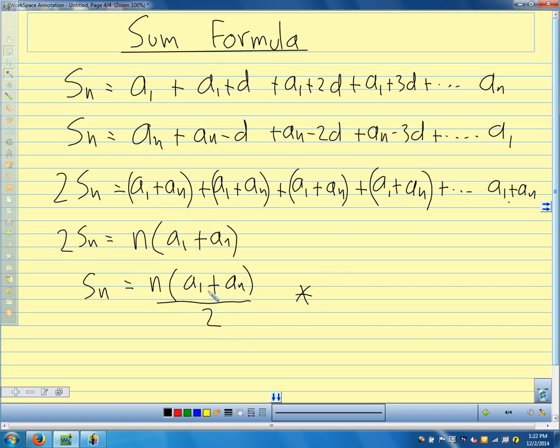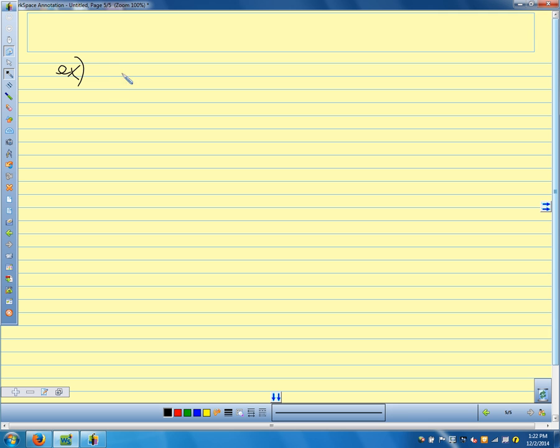All right, let's look at an example using this formula. Okay. Let's say we want the sum, n equals 1 to 20, of 7n plus 1. First off, we need to know, is this sequence arithmetic?